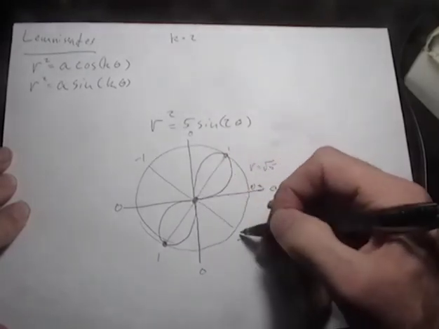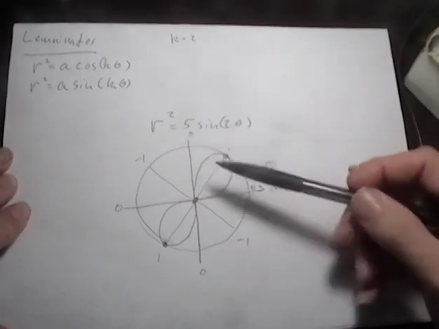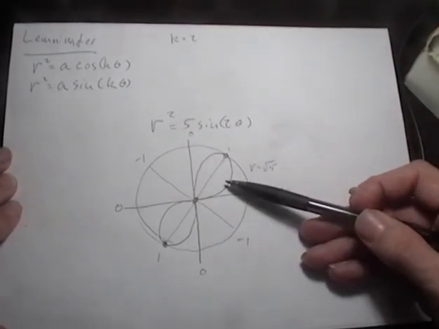In quadrant 4, once again we have a void. So the lemniscate with k equals 2 is going to give us the shape of a figure 8.